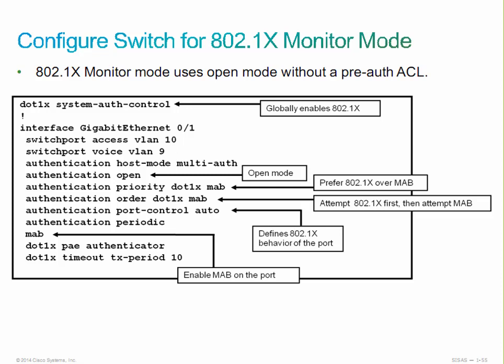Before 802.1x can function on a switch port, it has to be globally enabled on the switch. That's the dot1x system-auth-control command. Pretty simple, it just turns on the feature and allows us to start configuring .1x on the particular interfaces.